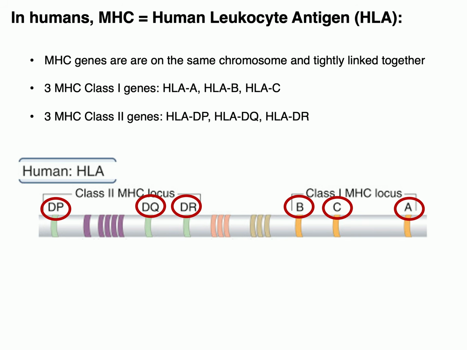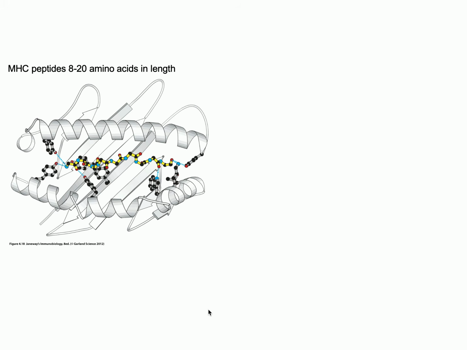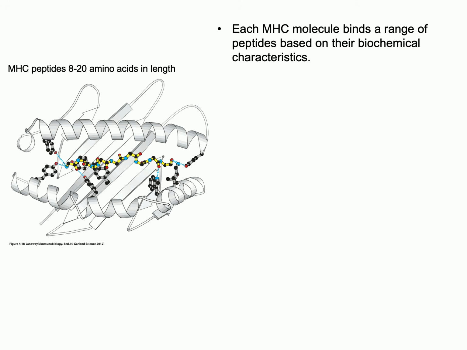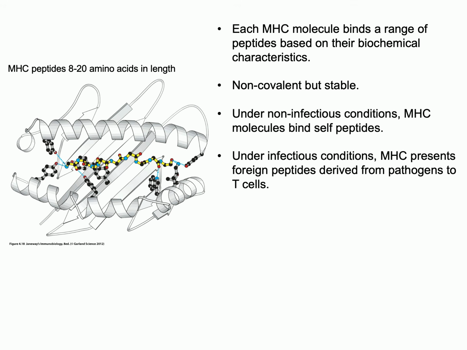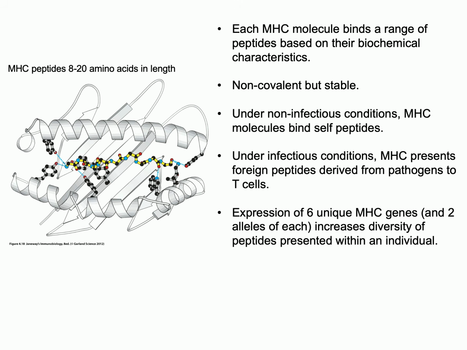The MHC genes are on the same chromosome and tightly linked together. There are 3 MHC class 1 genes, A, B, and C, and 3 MHC class 2 genes, DP, DQ, and DR. These MHCs each bind a range of peptides based on their biochemical characteristics. This binding to peptides is non-covalent, but it is pretty stable. And under non-infectious conditions, MHC molecules bind self-peptides. Under infectious conditions, MHC can bind to foreign peptides derived from pathogens and present them to T cells.